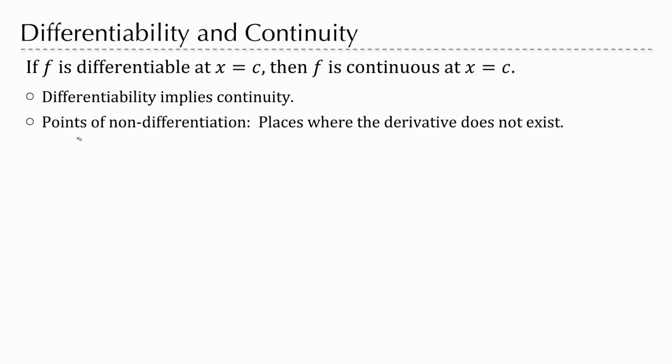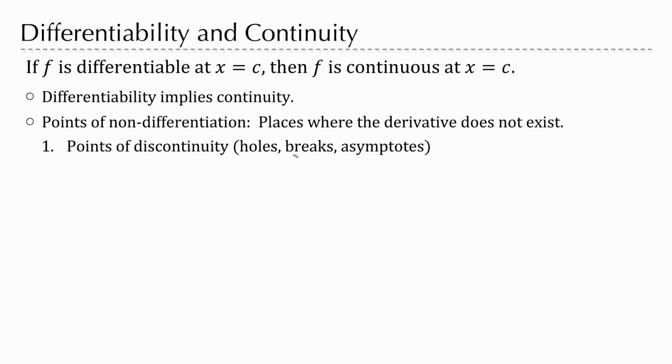Now, what I want to talk about are some special places where we have points that are non-differentiable. There are certain situations in graphs where the derivative does not exist, and we need to be aware of these when working with functions. The first one is a point of discontinuity: a hole, a break, or an asymptote. If you have that, you're not going to be able to make tangent lines at those spots, so the derivative does not exist. That's the easy one. Holes, breaks, asymptotes, the derivative is not going to work there.